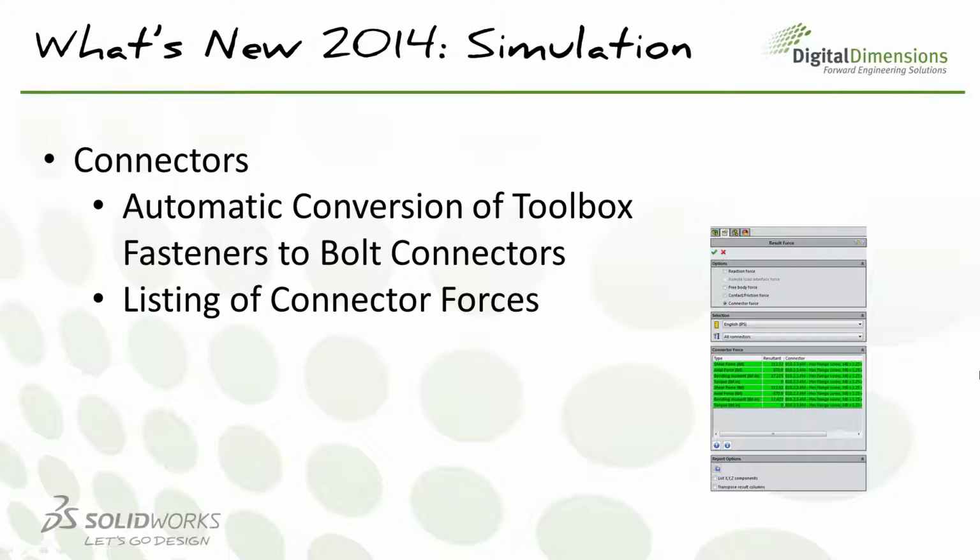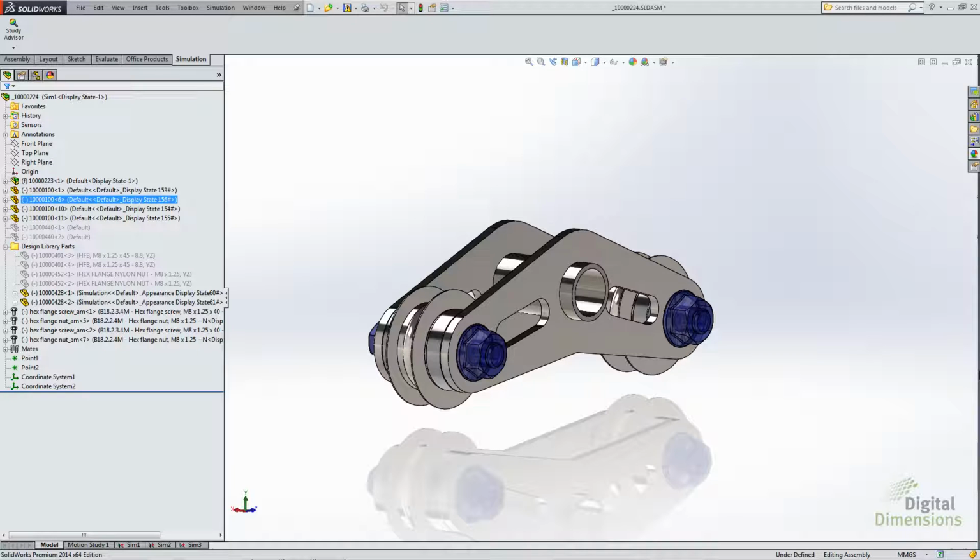The first topic we're going to be talking about are connectors. In Simulation 2014, we now have the ability to take our standard SOLIDWORKS Toolbox fasteners, and when we create a brand new linear static, nonlinear static, or nonlinear dynamic study, we now have an option to bring those in as bolt connectors, so there's less work to be done setting up the study. Let's take a look at how that's done here in 2014.